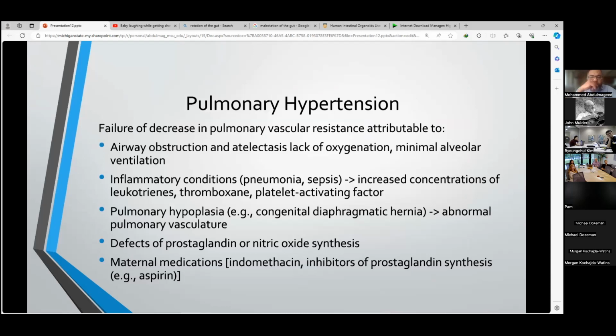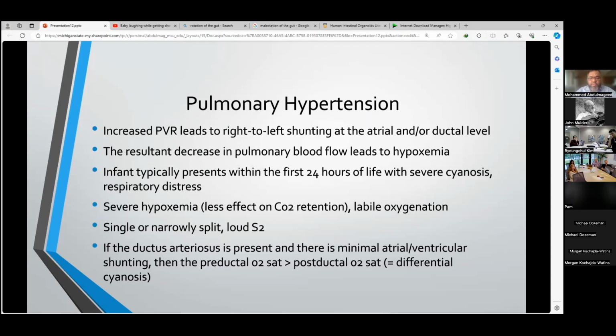Pulmonary hypertension. It's failure of pulmonary vascular resistance to decrease after birth, attributed to airway obstruction, inflammatory conditions such as sepsis, and pulmonary hypoplasia, such as, as we said, in congenital diaphragmatic hernia, or babies with oligohydramnios. There is not enough amniotic fluid around the baby, so the lungs will not be distended, which will cause pulmonary hypoplasia. Maternal medications also, such as indomethacin and inhibitors of prostaglandin like aspirin, will cause pulmonary hypertension.